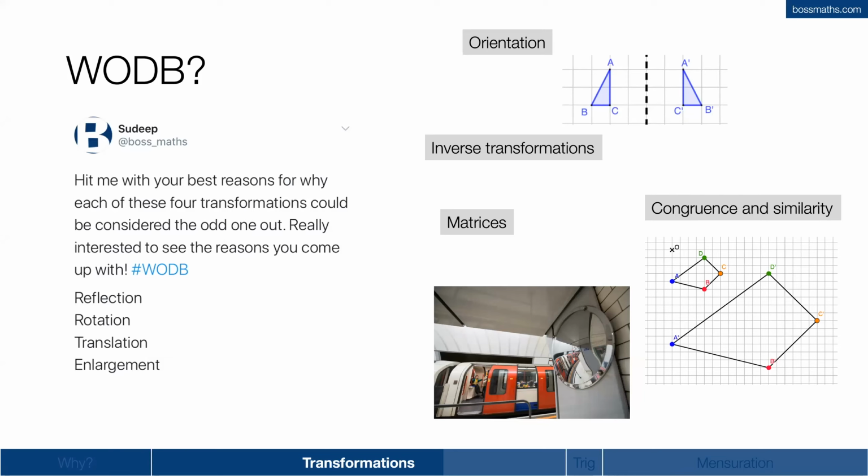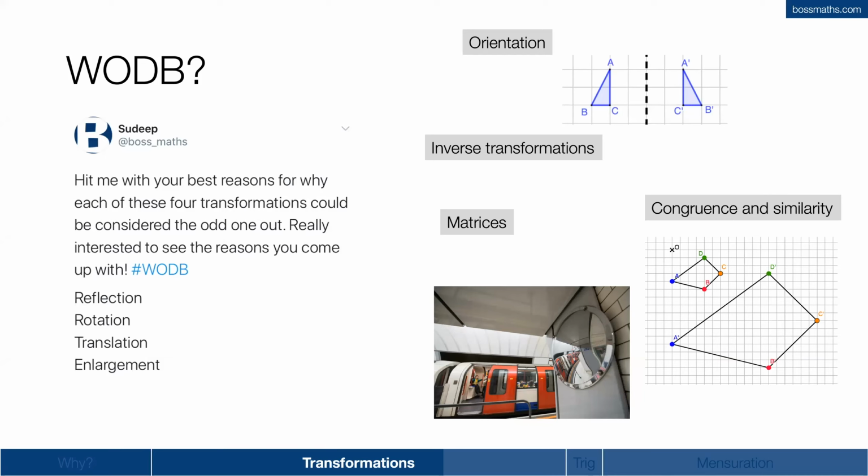There was also a nice point about inverse transformations, in particular how a reflection is self-inverse, and that's generally not true for translations or enlargements or rotations. I mean, it's only true for 180-degree rotations, but not others. There were quite a few responses involving matrices, which we'll briefly look at in a couple of minutes.